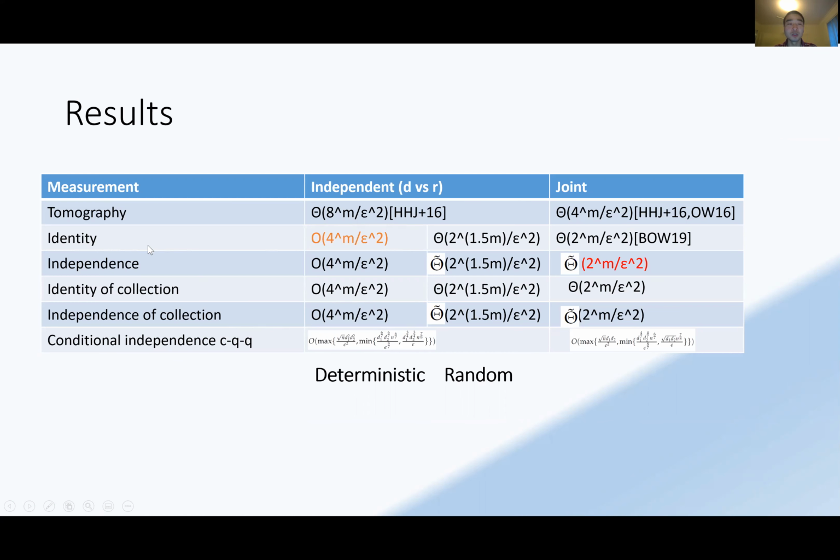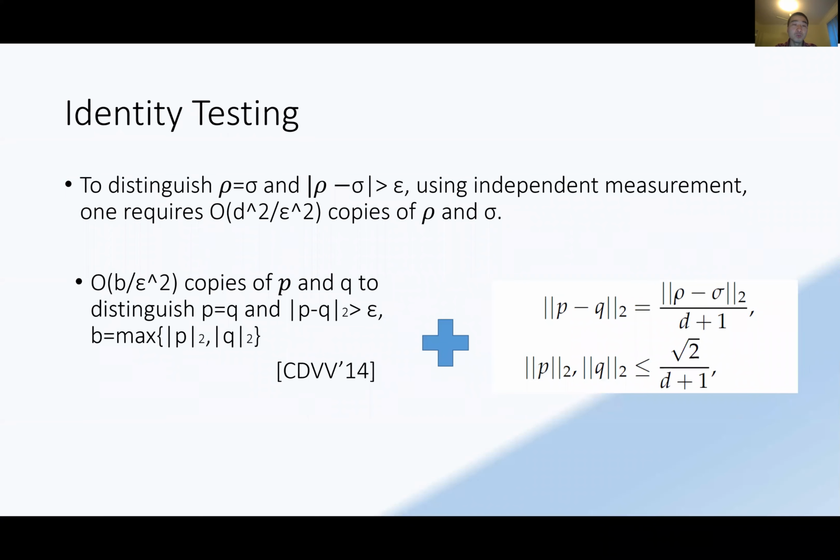So in this talk, I will focus on this one, as well as the lower bound part for the joint measurement of independence testing. For the identity testing problem, we want to distinguish whether two quantum states rho and sigma are equal or the distance between rho and sigma is greater than epsilon.